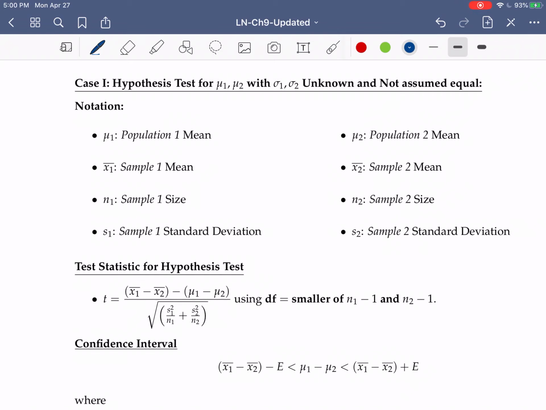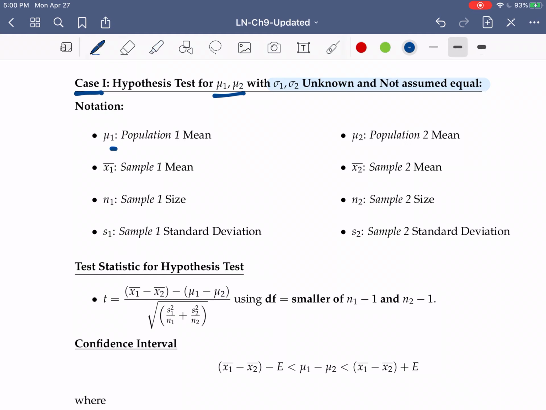In this video, we'll take a look at our first case where we're dealing with a hypothesis test for means with two independent samples. So here, our case 1 is the value of sigma 1 and sigma 2 is unknown, and we do not assume it to be equal. So we have notation that should parallel notation that we've had before.